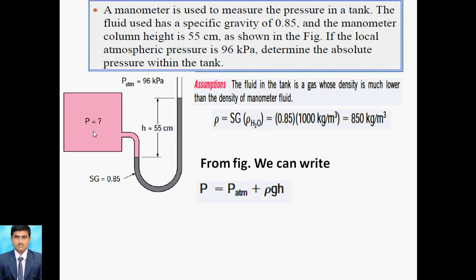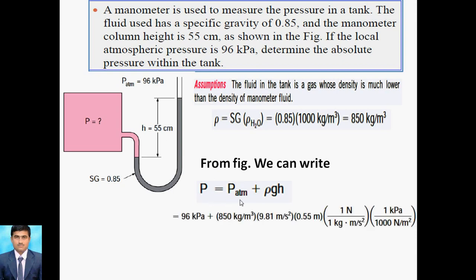On the left limb only P is there, so I can write P, and on the right hand side P atmospheric is present, that's why P atm plus rho gh, that is the equation. Now we can put the value of P atmospheric. Atmospheric pressure, remember, is 96 kPa, so 96 into 10 to the 3. Then rho gh: rho is 850 kg per meter cube, g is 9.81, h is the height, which you can measure, that is 0.55 meter, and then convert to kPa.